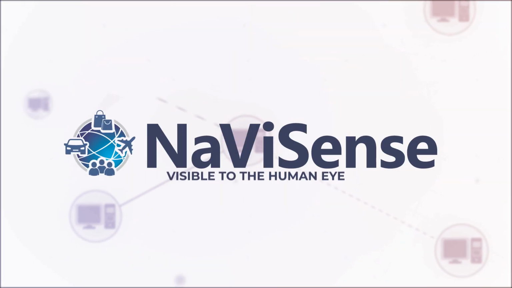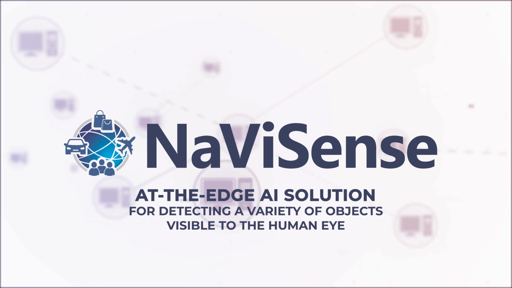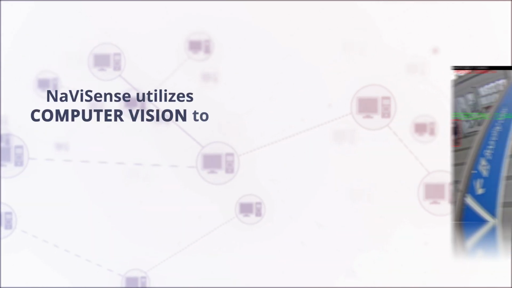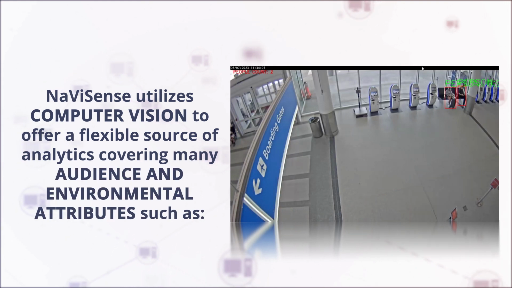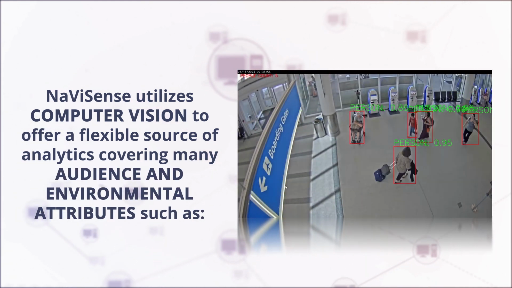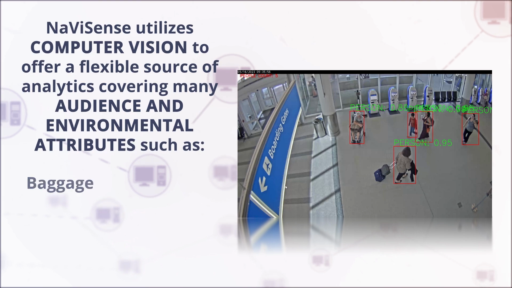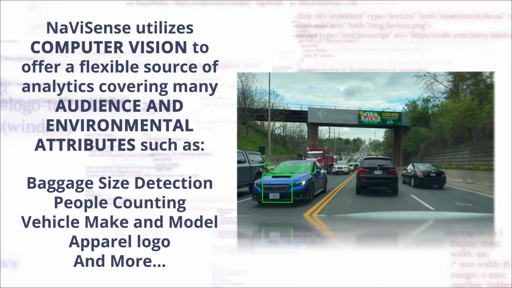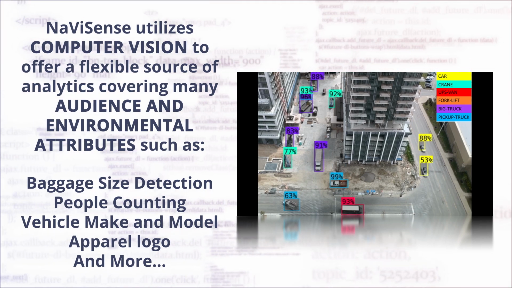Sharp presents NaViSense, an at-the-edge AI solution for detecting a variety of objects visible to the human eye. NaViSense utilizes computer vision to offer a flexible source of analytics covering many audience and environment attributes, including baggage size detection, people counting, vehicle make and model, and apparel logo, to name a few.